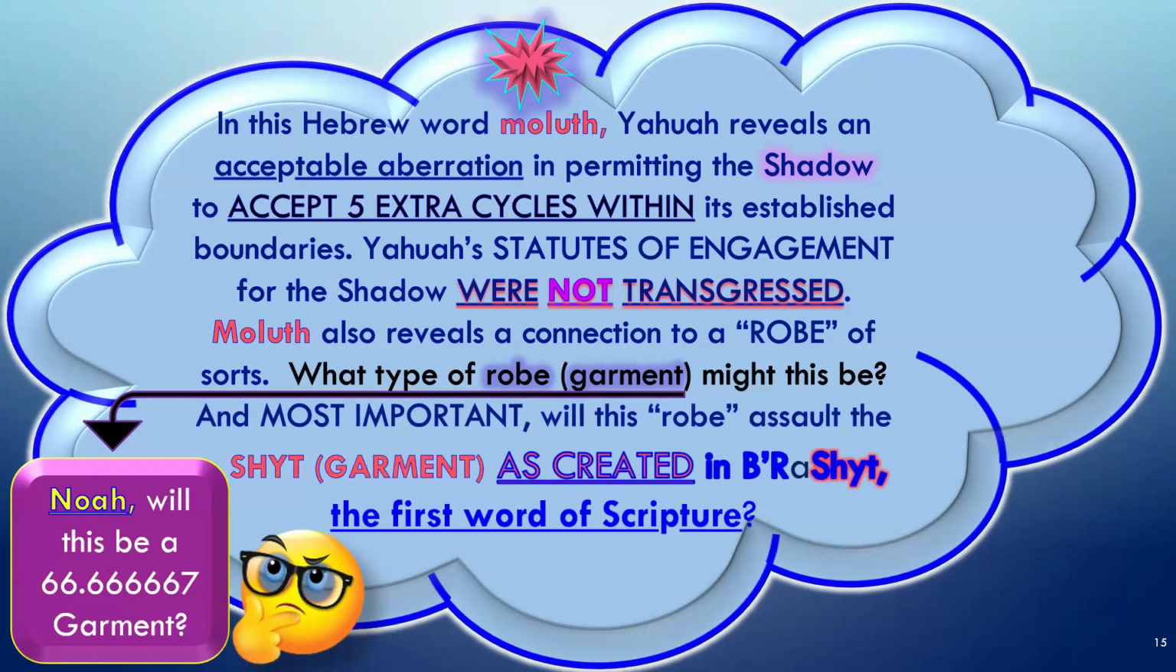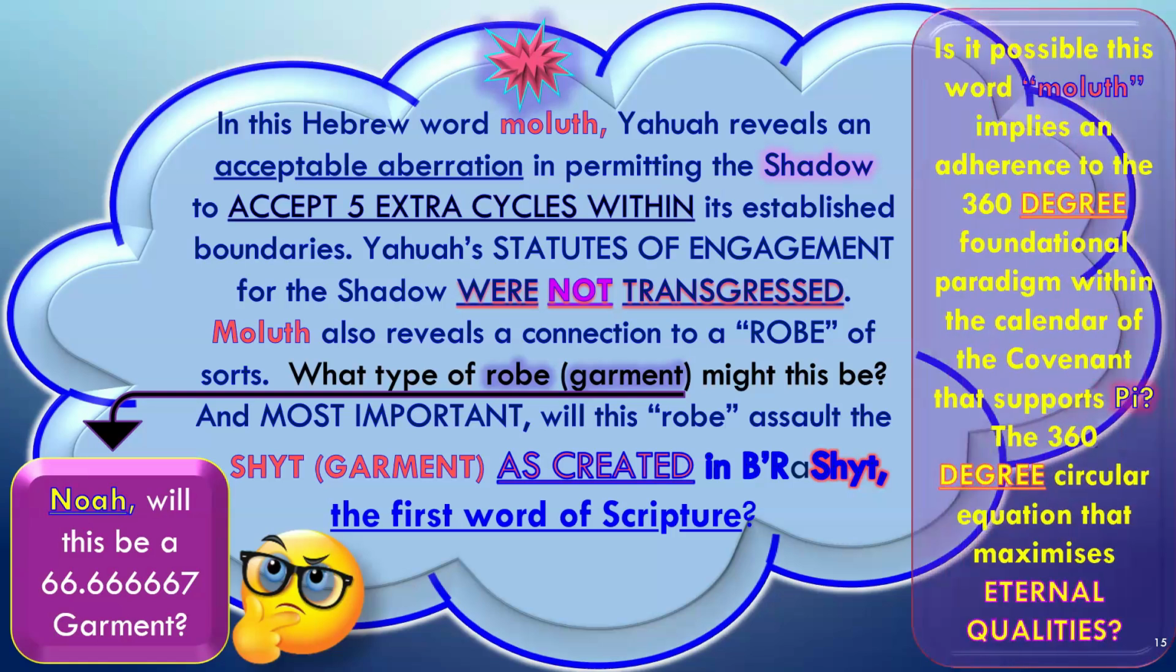And most important, will this robe assault the sheet garment as created in Bereshit, the first word of Scripture? Will it assault it? Will it transgress it? Or will it be acceptable or not? Is it possible this word moluth implies an adherence to the 360-degree foundational paradigm within the calendar of the covenant that supports pi? The 360-degree circular equation that maximizes eternal qualities. Is that what this word moluth works with?